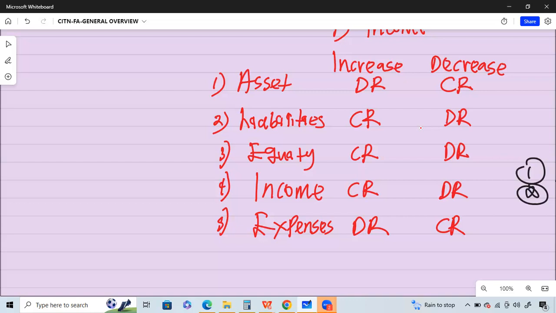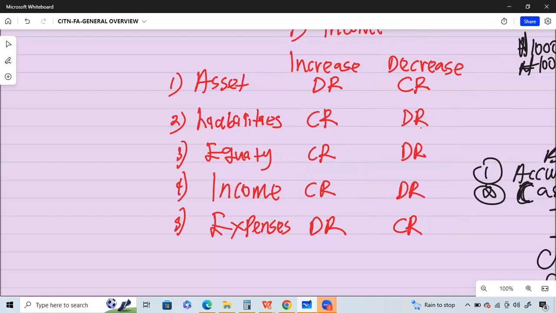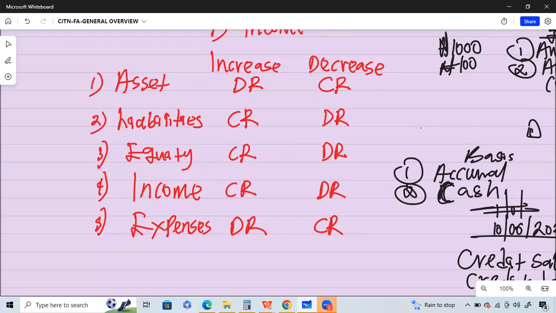So once you know that a particular transaction is relating to assets, and it's going to lead to an increase, let's say, for example, so that you understand what I'm saying very well, that we have a cash sales of 1,000 naira. If you have a cash sales of 1,000 naira, you can see there are two elements. There's cash, and there's also sales. Cash is coming in and we're giving goods out, at 1,000 naira as our selling price.